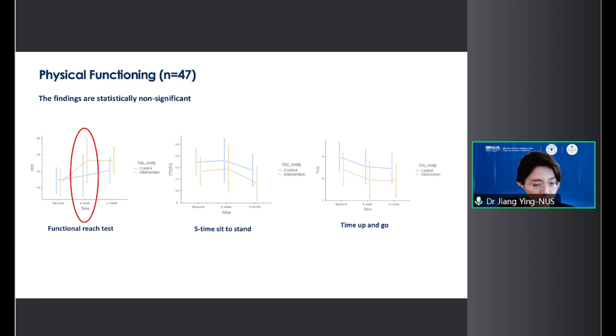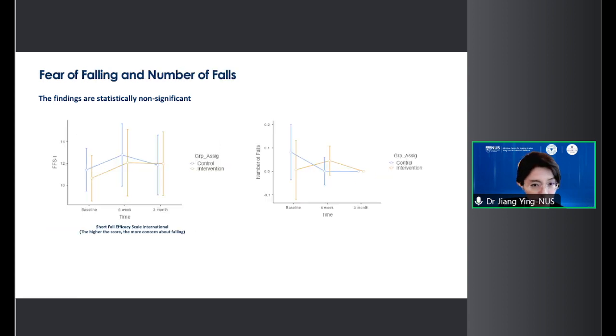Because of the small sample size, the majority of outcomes show no significant difference. But we can see some good trends. For example, this functional reach test. At baseline, maybe the control performs slightly better than the intervention group. But immediately after the intervention, the intervention group is better than the control. However, at 3 months, the difference may have narrowed down. And for the others, maybe the intervention performed better, but it's not statistically significant.